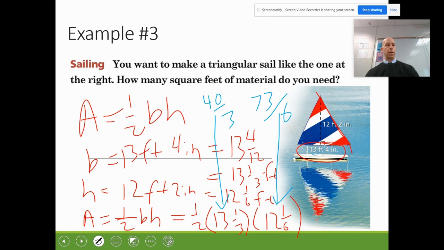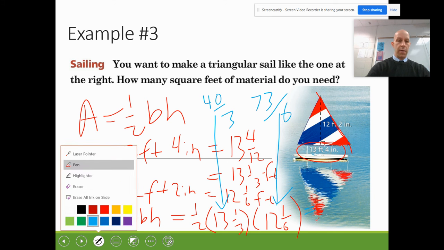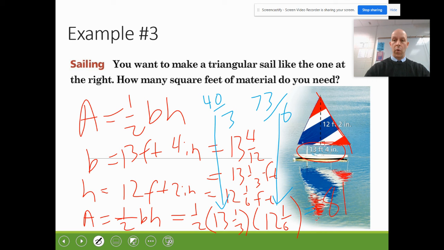Again, I'm just going to let my calculator do that. And it turns out to be, let me do that in red, 81 1/9 feet squared. That's how much area that sail is. So that's how much area of material we need.